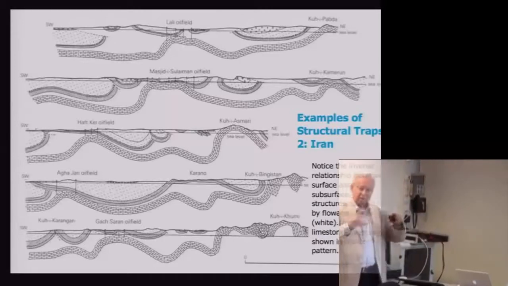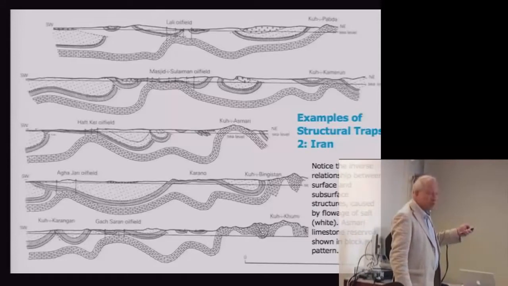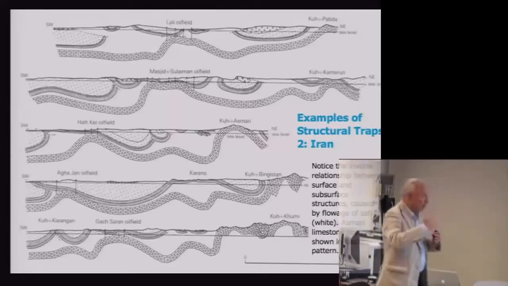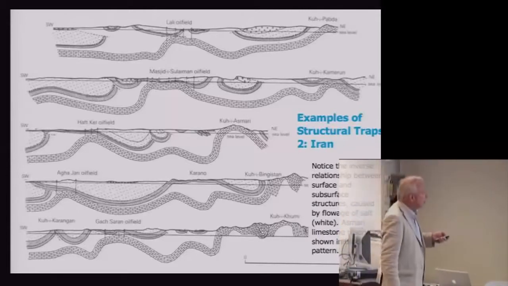What you see at the surface is not the same as in the subsurface. The salt has flowed away from the anticlines into the synclines, and it has pushed up the overlying sediments. So you actually find an inverted structural situation there. Almost whenever there is a syncline at the surface, you have an anticline below. That's because of the salt flow.